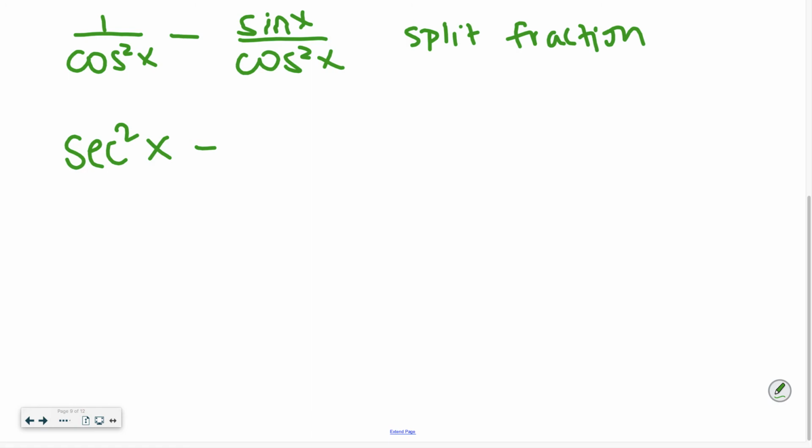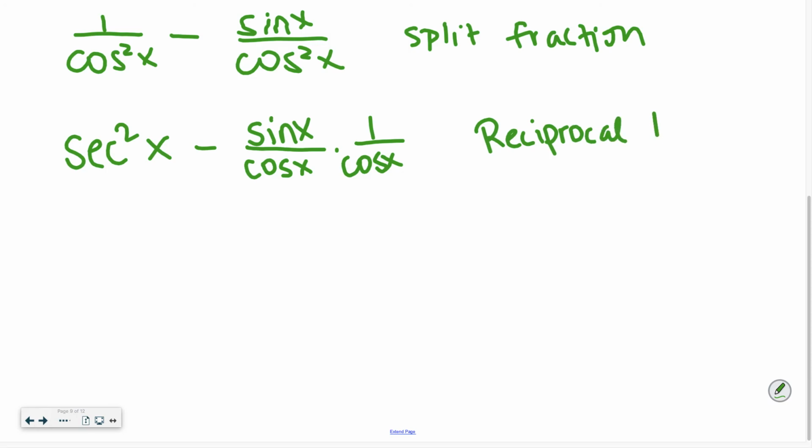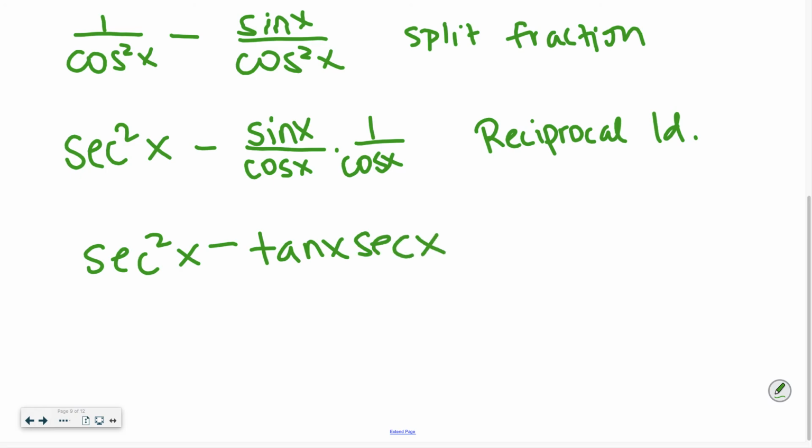Okay. Now I'm going to split this up a little differently, some of you are probably going to be able to do this in your head, okay? But I am going to write this as sine over cosine times 1 over cosine. Basically, I'm writing cosine squared as cosine times cosine. Okay, so that we can see that sine over cosine is tangent and 1 over cosine is secant. And at that point we can stop.